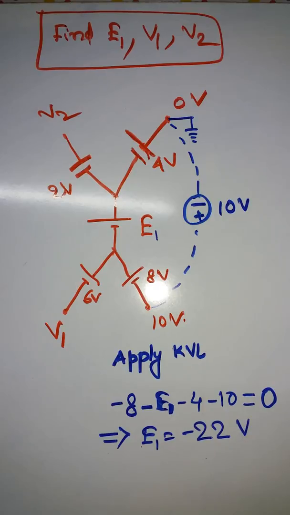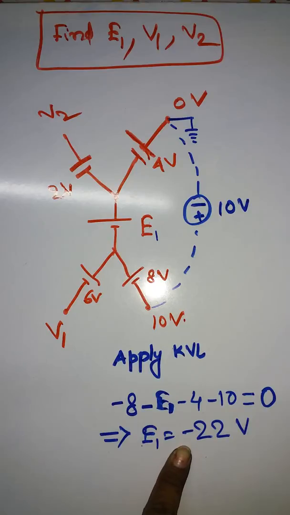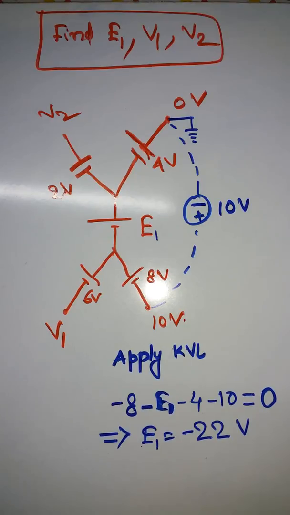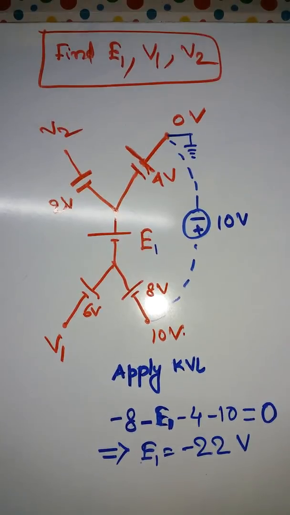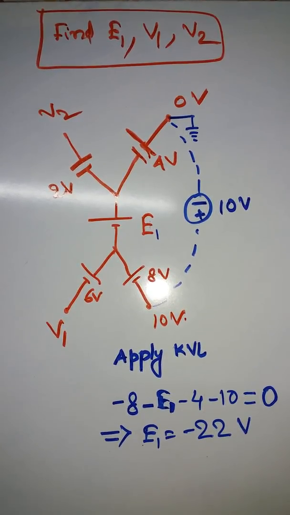minus 22 volt. Correct? Don't worry about this negative sign. It is correct. Okay, so don't worry about it. You have taken the sign convention differently. So yeah, don't worry about it. Now we will find V1.